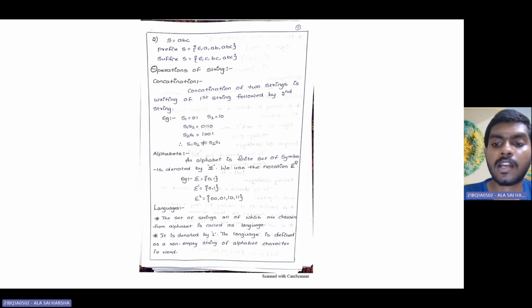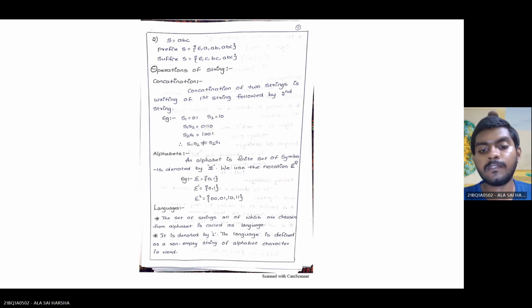Next one is alphabets. An alphabet is a finite set of symbols. We denote alphabets with sigma. And next one is languages. A language is a set of strings, all of which are chosen from an alphabet. It is denoted by L, and a non-empty string of alphabet characters is a word. Coming to the next page.